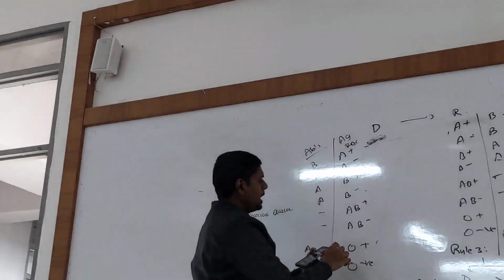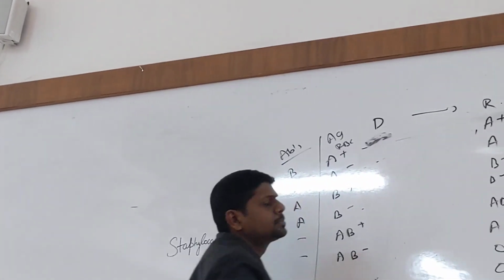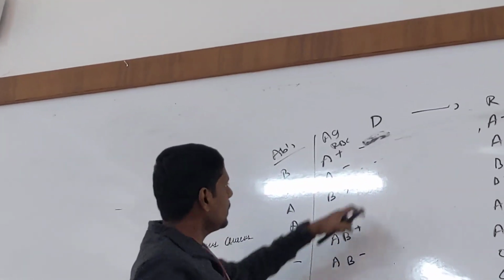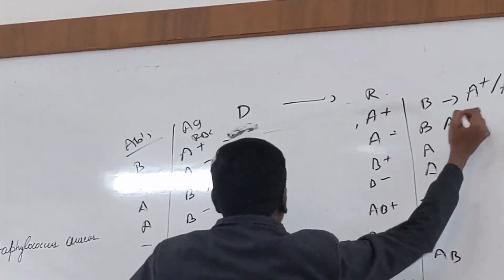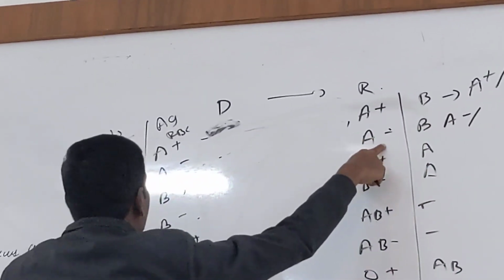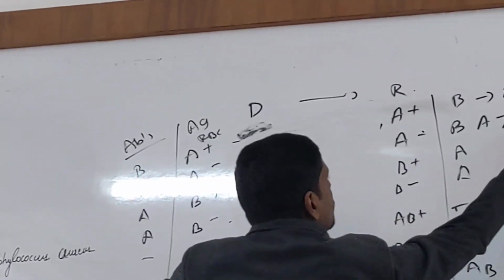A negative he can receive. A negative to A positive. Negative blood to A positive, he can. So he can receive A negative blood. Can he receive A negative? He can receive both.